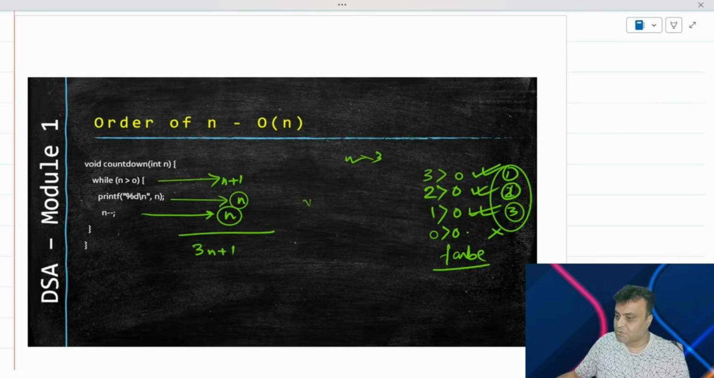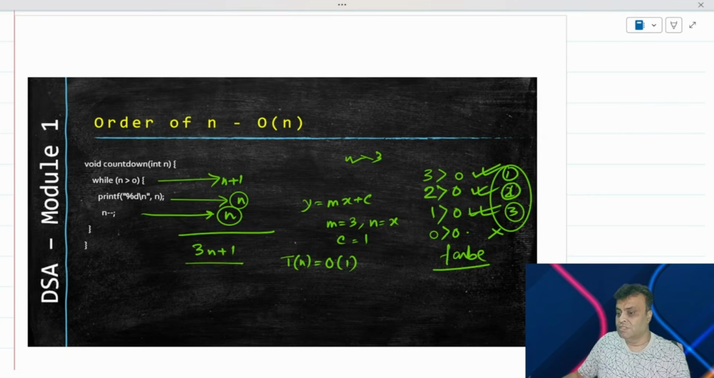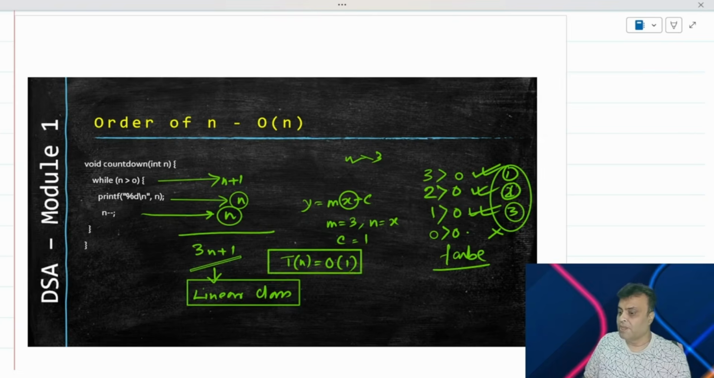So can I represent 3n plus 1 as y equal to mx plus c? Of course I can. Where my m is equal to 3, my n is equal to x, and my c is equal to 1. So if I can represent y equal to mx plus c, then I know that this belongs to a linear class of polynomial. And when it belongs to the linear class of polynomial, the highest degree is always 1. I hope you can understand.